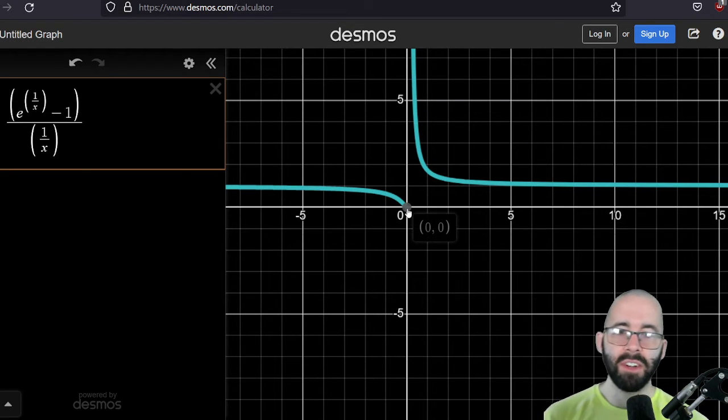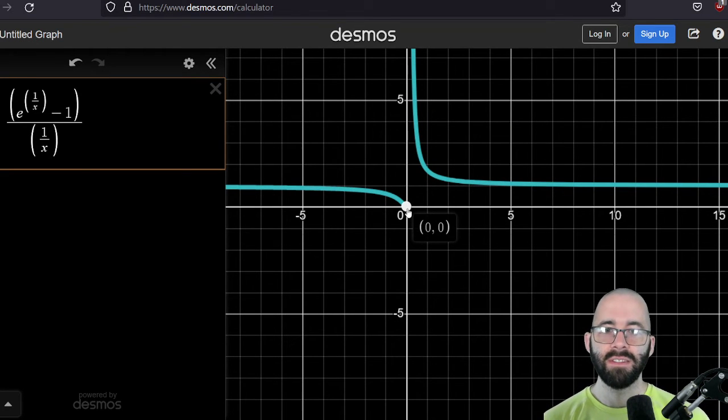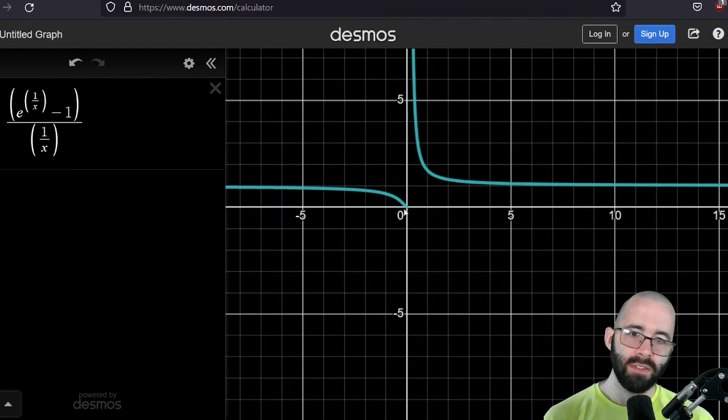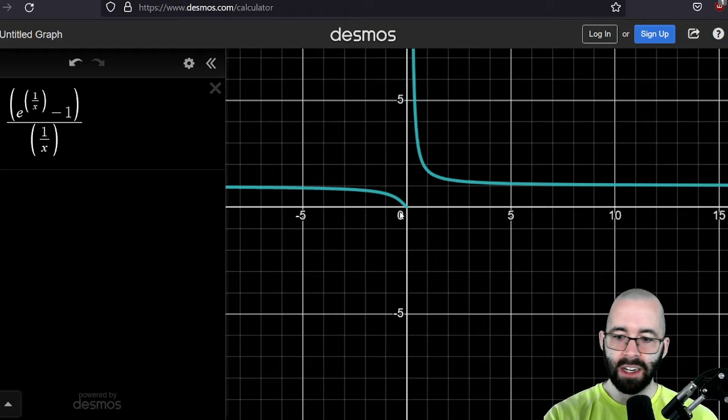Also, this is a funny looking function. Wait, why does it say the function is defined at 0? The function should not be defined at 0. I think Desmos is maybe getting a little confused.